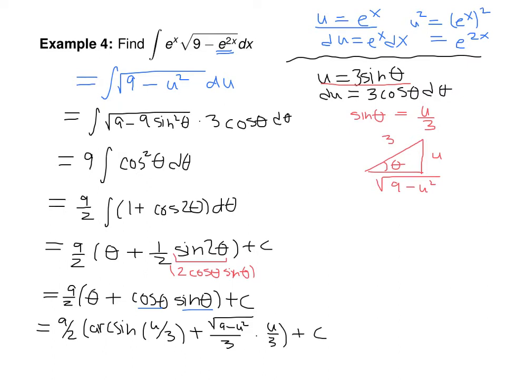And now let's plug back in what u is and distribute the 9/2. And this gives us 9/2 arc sine of e to the x over 3 plus 1/2 e to the x times the root of 9 minus e to the 2x, of course, plus c.